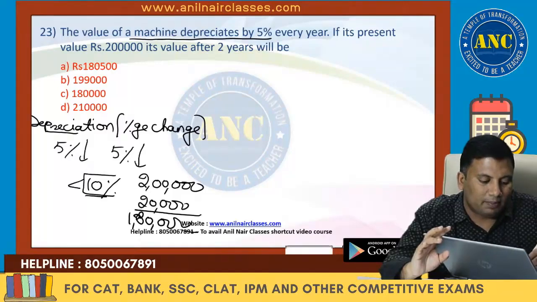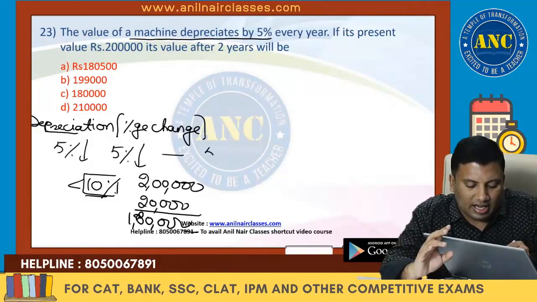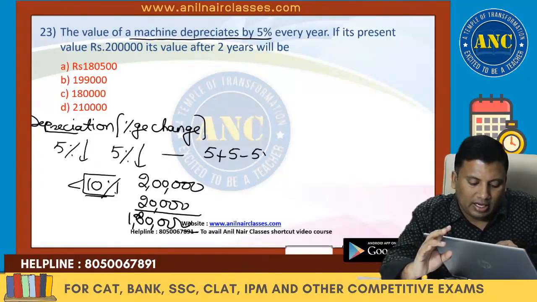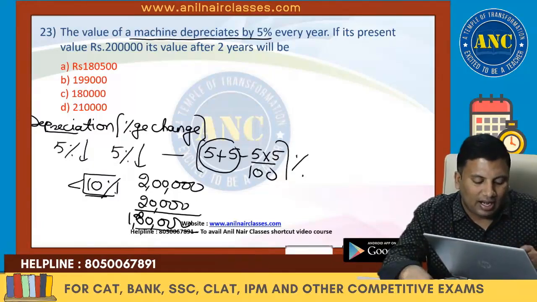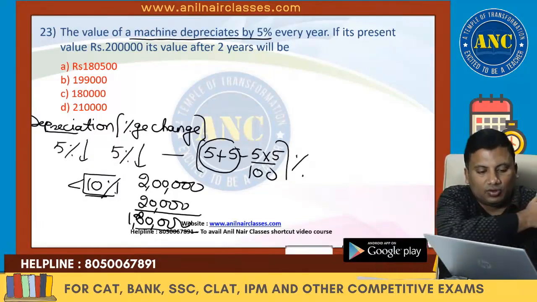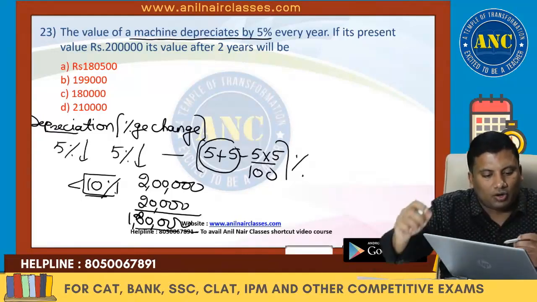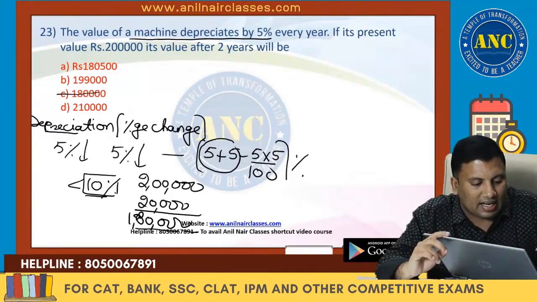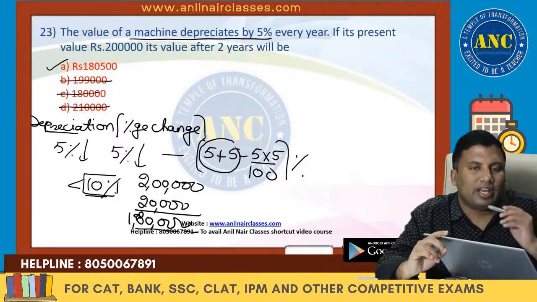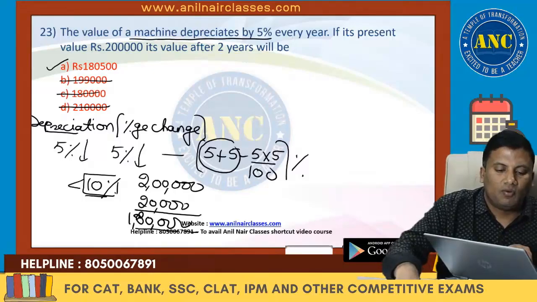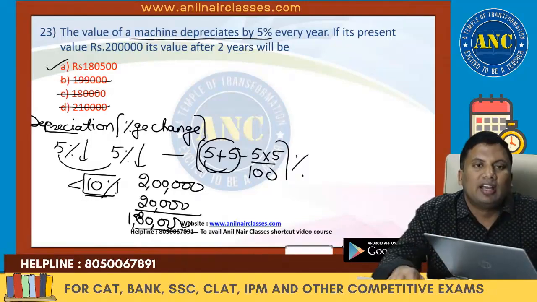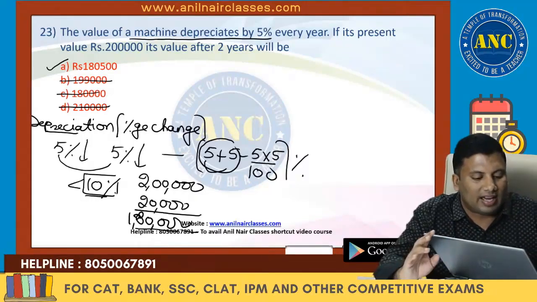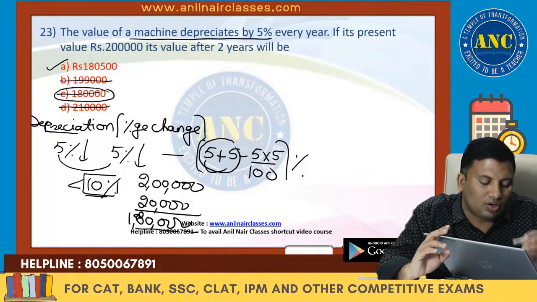So if it is 10%, this is actually 5 plus 5 minus 5 into 5 by 100. So the answer has to be very, very close to 1,80,000, not exactly 1,80,000. Just by looking at the question, I am getting the answer as 1,80,500. Because if I take only A plus B, I am getting 10. 2 lakh 10% down is 1,80,000. So it is just closer to 1,80,000.